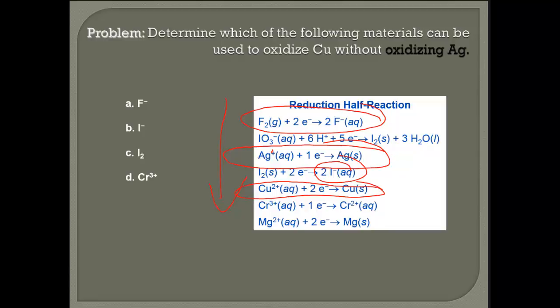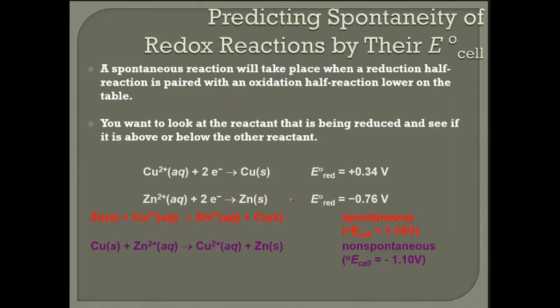I2 is right here. It can oxidize copper without oxidizing silver. And then chromium would not oxidize either. A spontaneous reaction will take place when a reduction half reaction is paired with an oxidation half reaction lower on the table. You will look at the reactant that is being reduced and see if it's above the other reactant.